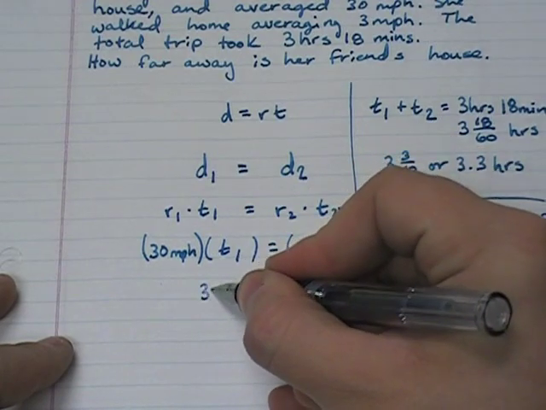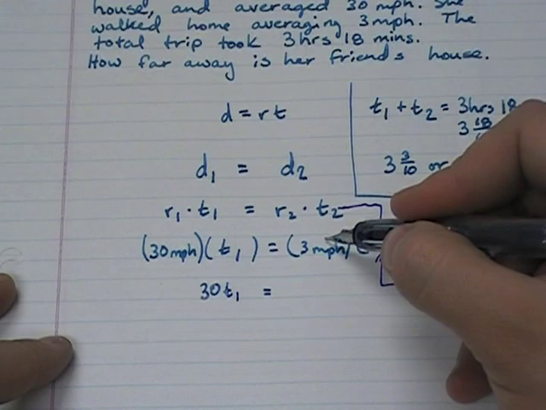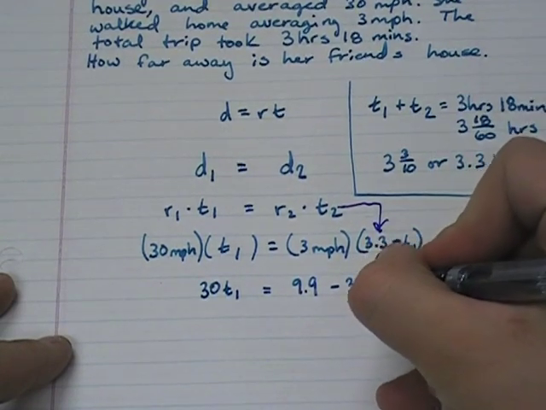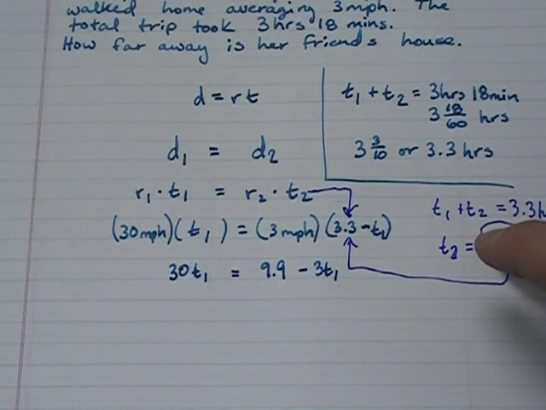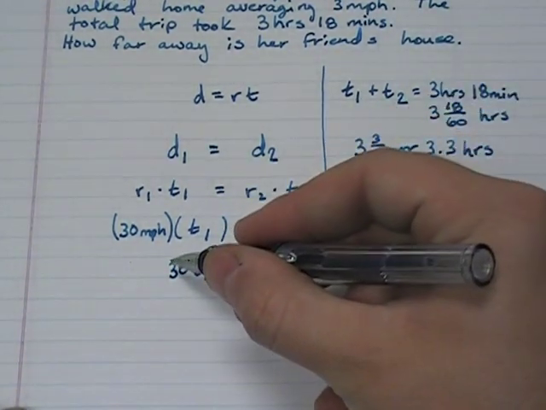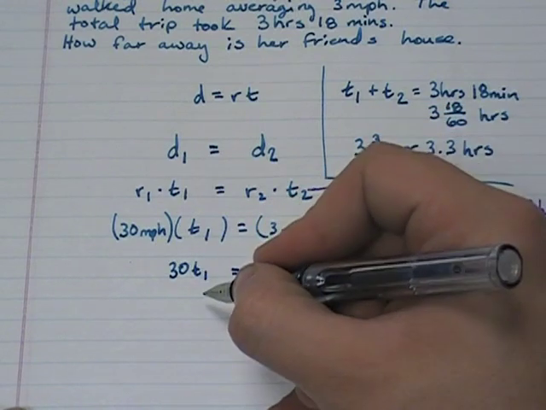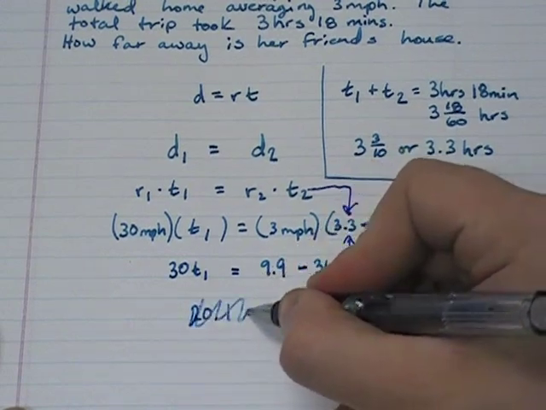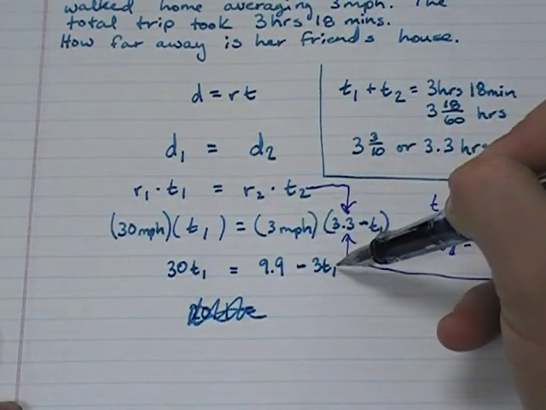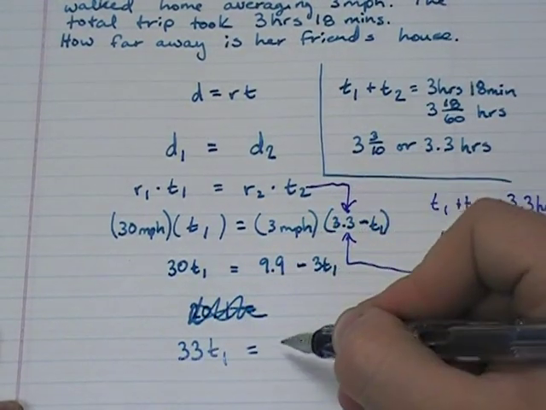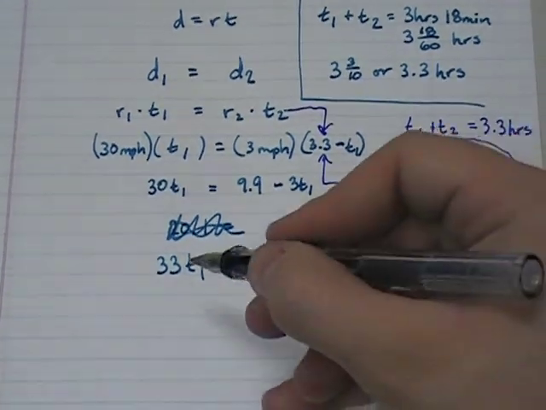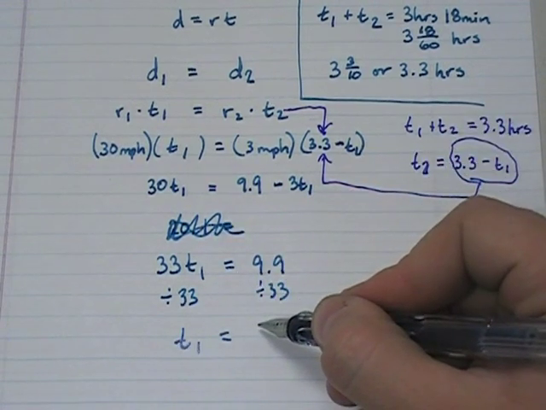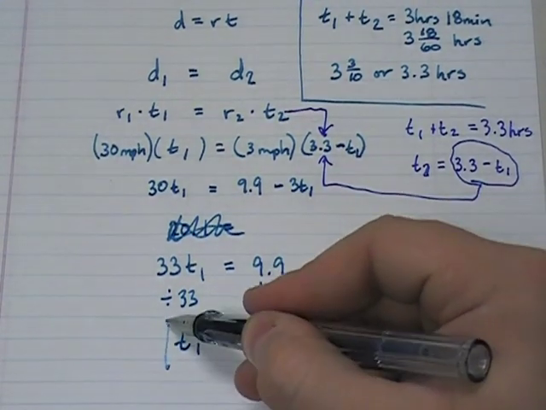Okay? So now, we've got this, and we have one variable, T1. Well, 30 times T1 is 30 T1. And 3 times 3.3 is 9.9. And 3 times T1 is minus 3 T1. And so there's our equation. Solve this for T1, and I get, if you take 30 minus 9.9, you get 20.1 equals, like terms here. 30 plus 3T1, you get 33T1 equals 9.9. And if you divide both sides by 33, you get T1 equals 0.3 hours.